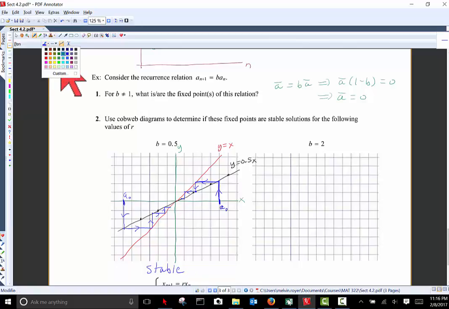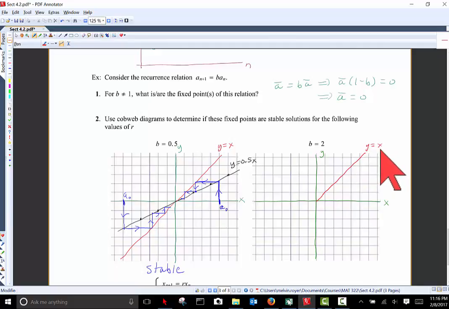Let's look at the other case. When b equals 2, I'll do the same thing. Graph the line y equals x. And graph the line y equals 2x.